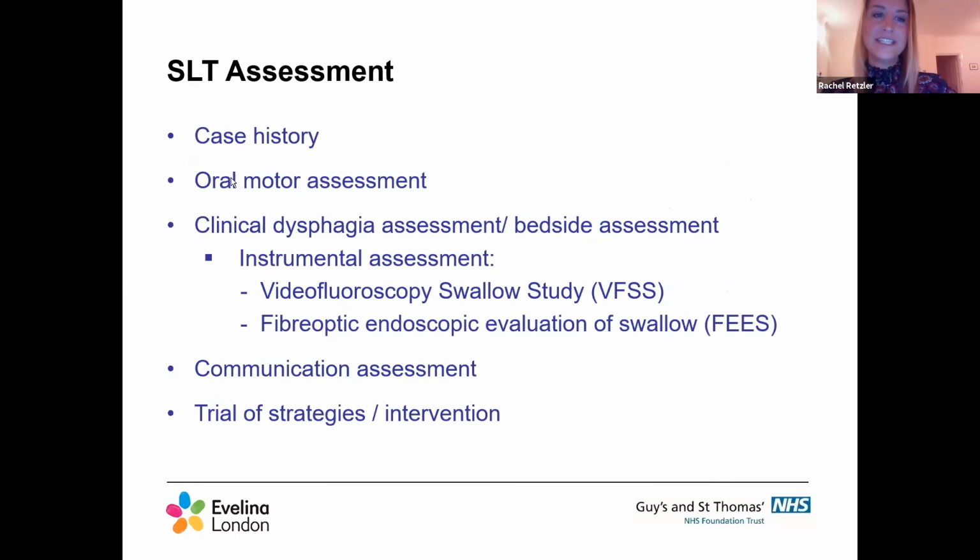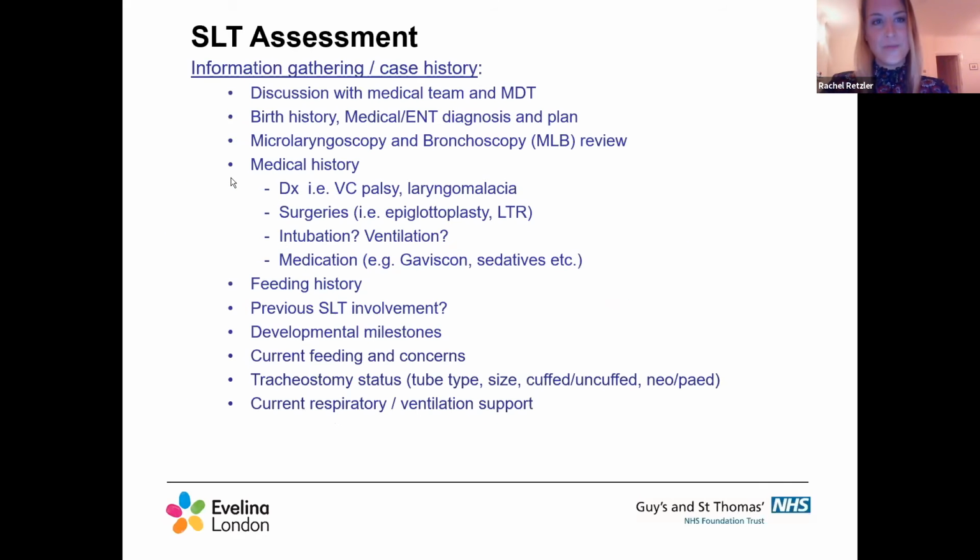In our SLT assessment, we want to look at case history, oral motor assessment, clinical dysphagia, the bedside clinical assessment, as well as instrumental assessments such as video fluoroscopy and Paeds, communication assessment, and trialing strategies and interventions. When we are information gathering and looking at a case history, it's very important to discuss closely with your medical team and your MDT so that you're all on the same page about that child's history.